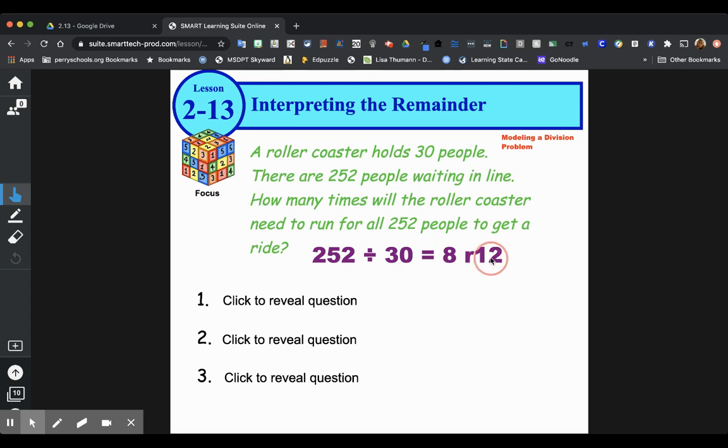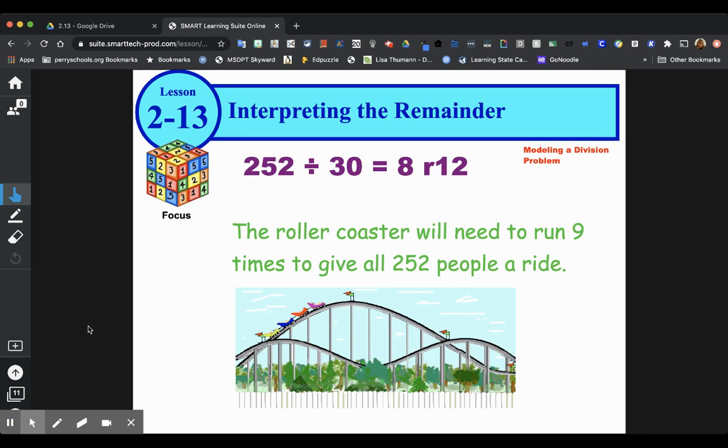So my answer is actually going to round up to 9. My answer to how many times is going to be 9 times. The roller coaster will need to run 9 times to give all 252 people a ride.